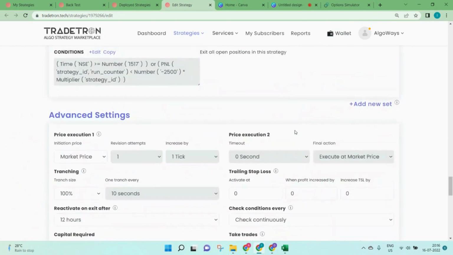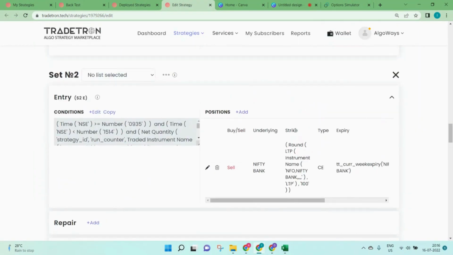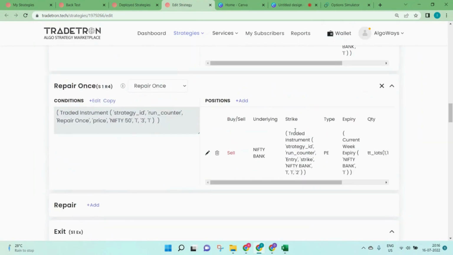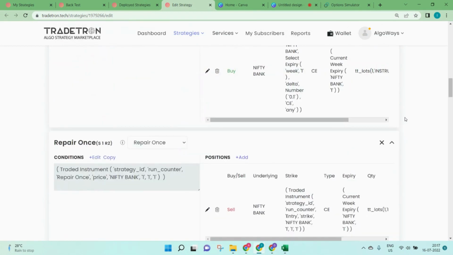Okay, so this is how we can code this. It is a very simple strategy in the first place. It's a very common strategy which people do. The beginners do it, the experts do it, and it is even more simple to put the conditions in Tradetron. So this is about the code.